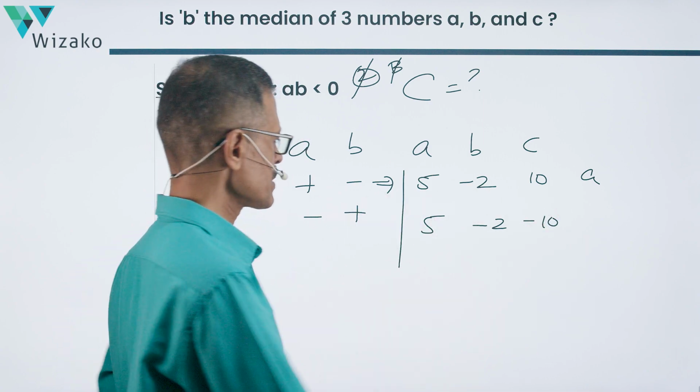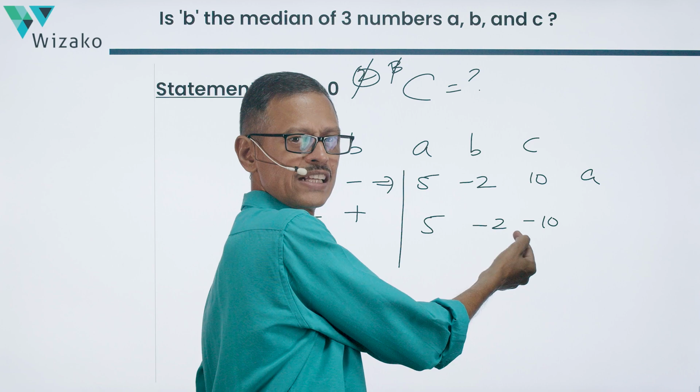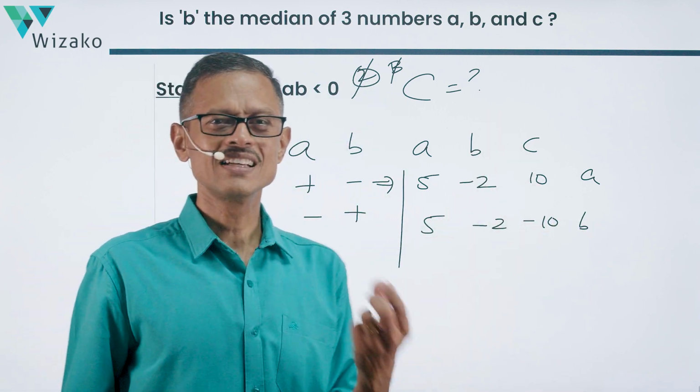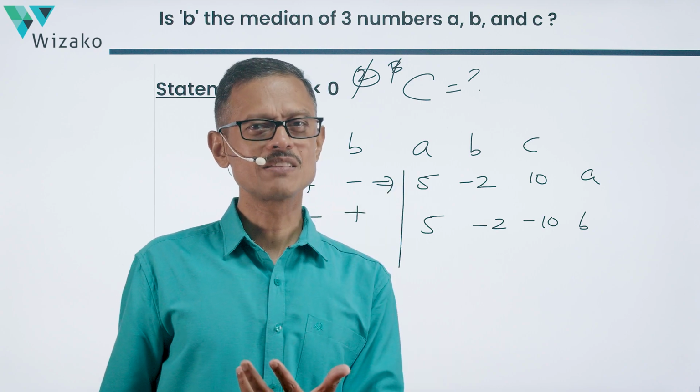What is the ascending order of the numbers? Ascending order of the numbers is minus 10, minus 2, 5. In this case, B happens to be the median. So without knowing what C is, we'll not be able to deduce whether B is the median or not.